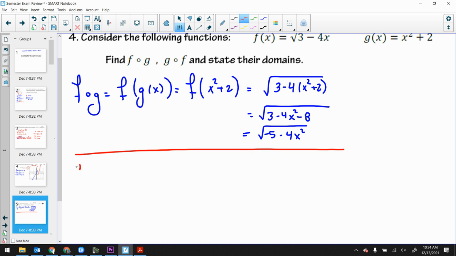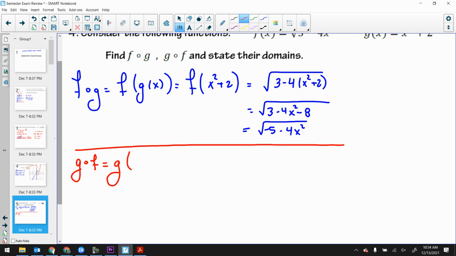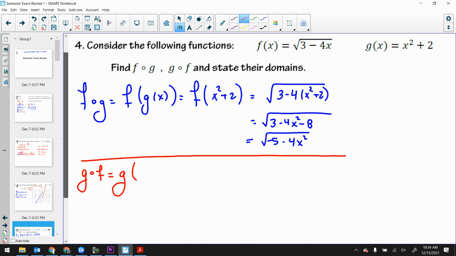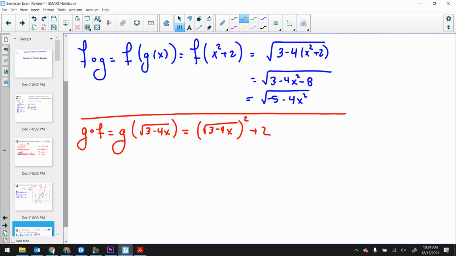Okay, let's find g of f. That's g of f of x, where f of x is the square root of 3 minus 4x. Now let's take that and put it into g. So that is the square root of 3 minus 4x, squared, plus 2, which is nice because as soon as I square it, the hat comes off. So we have 3 minus 4x plus 2, so 5 minus 4x.